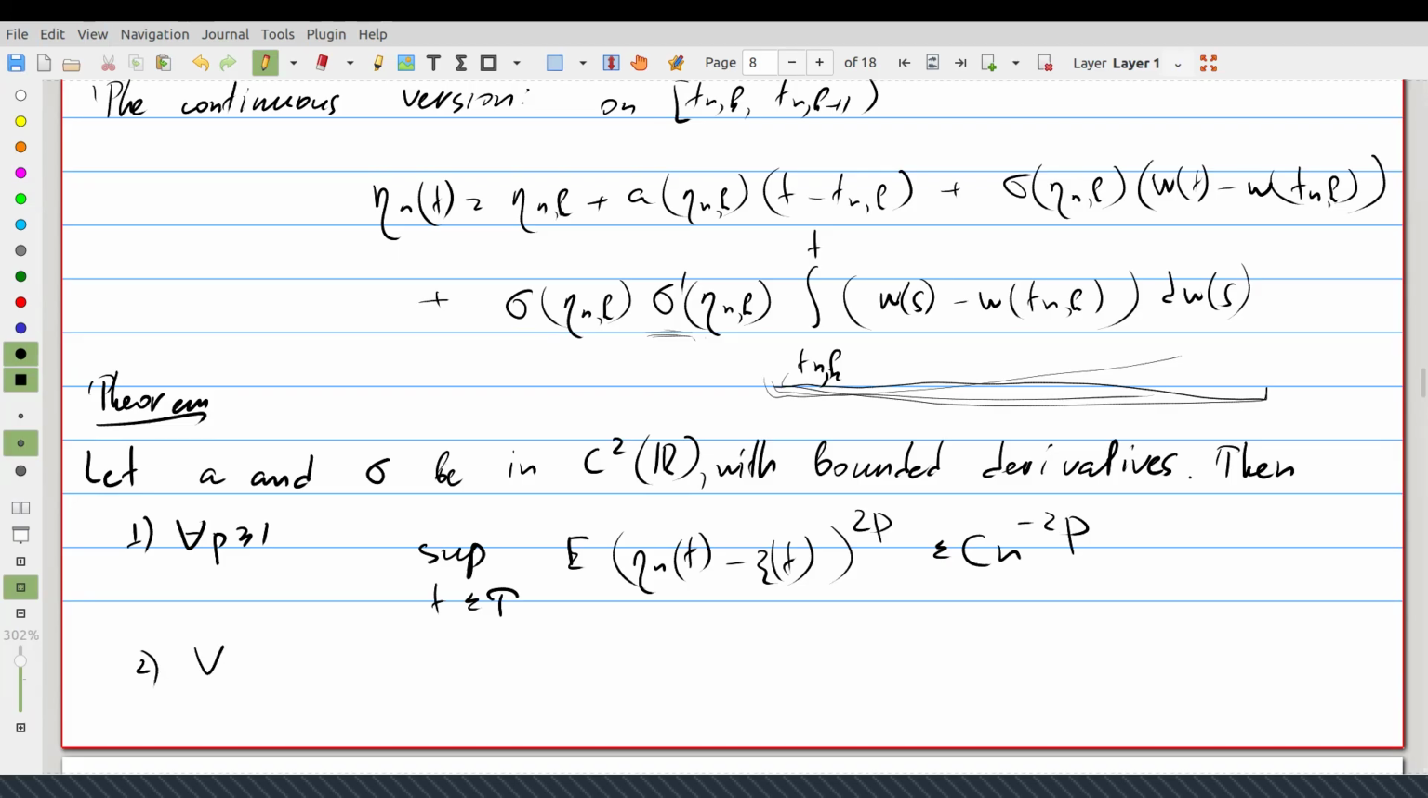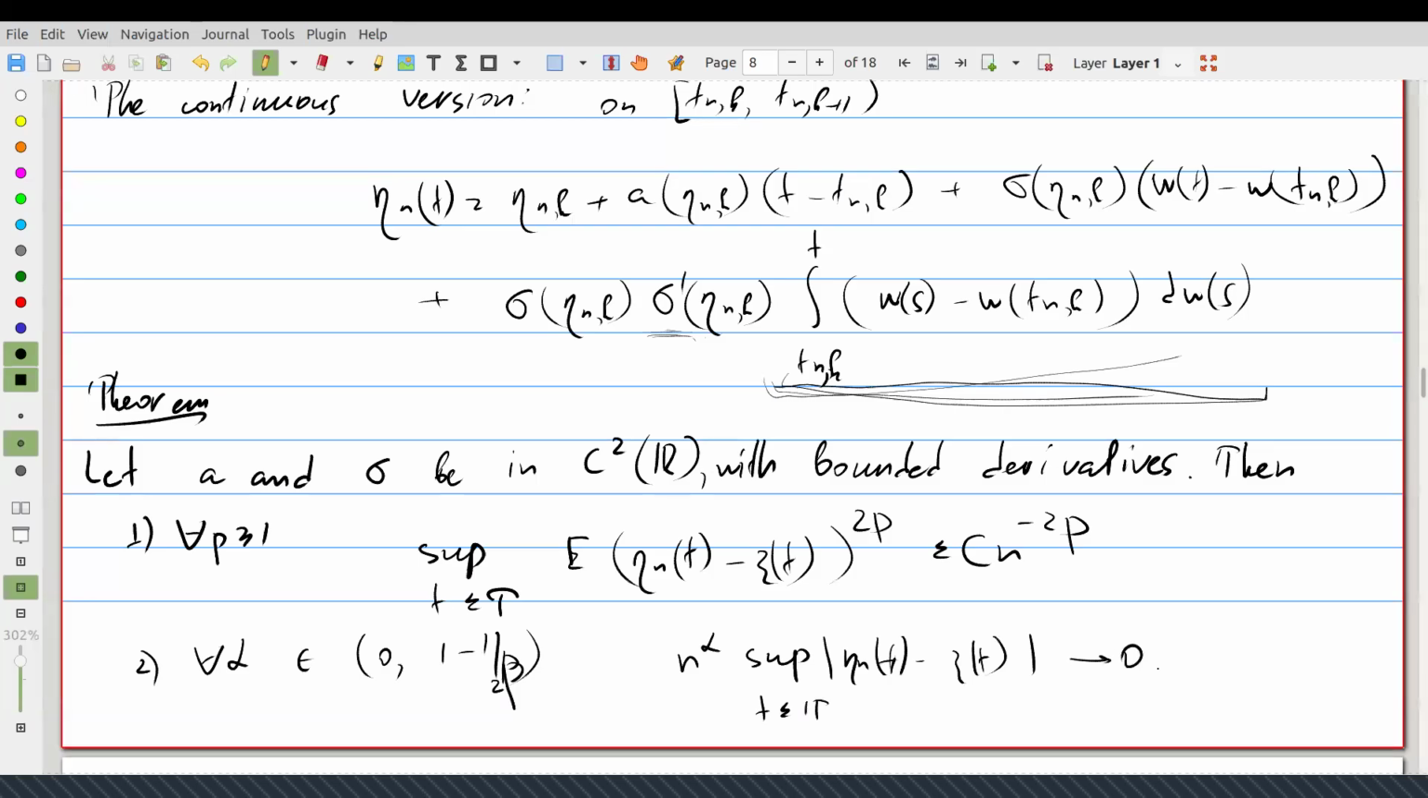And second, for any alpha, the supremum over t goes to 0 almost surely. So the Milstein scheme is twice as accurate here, and it's effectively the same order of accuracy almost surely.